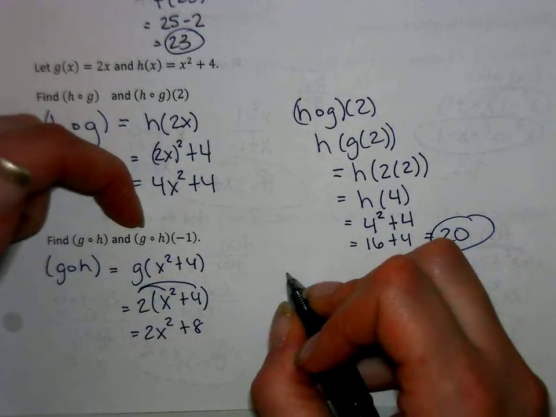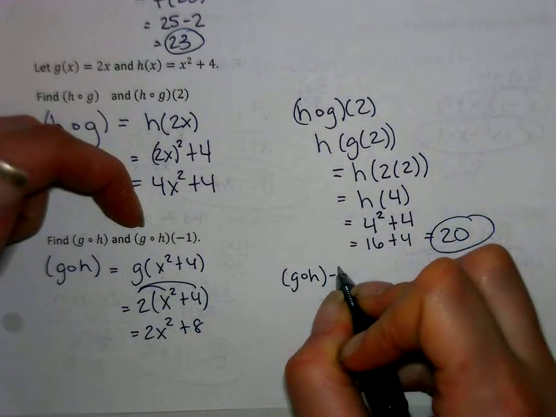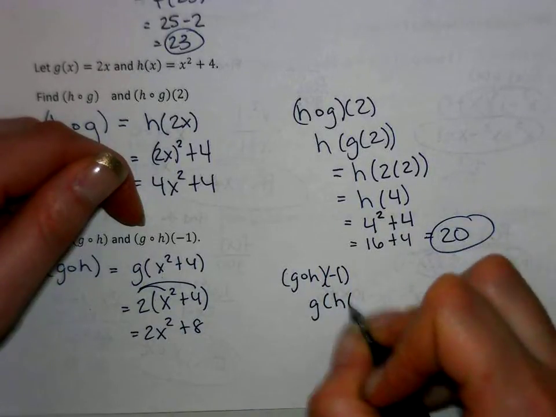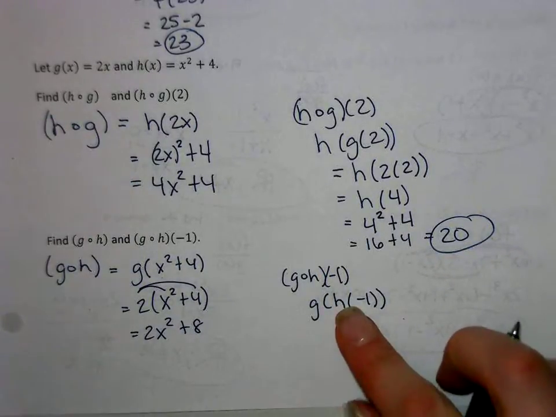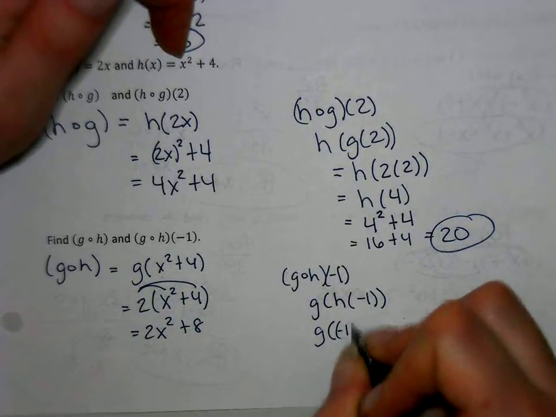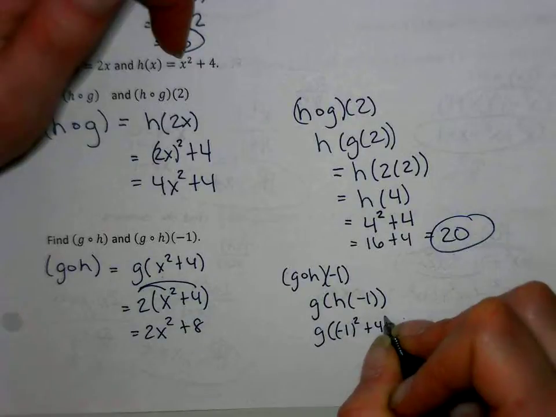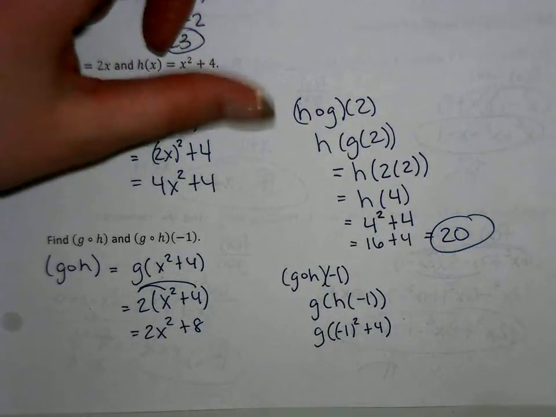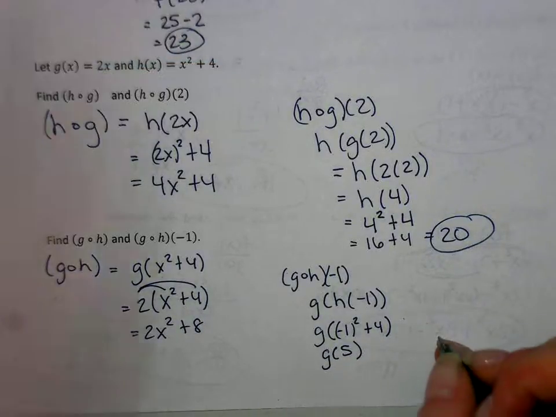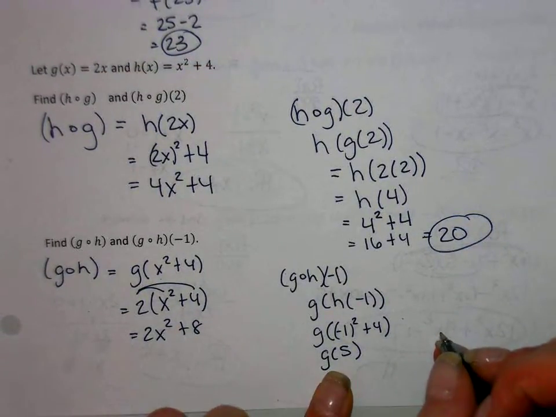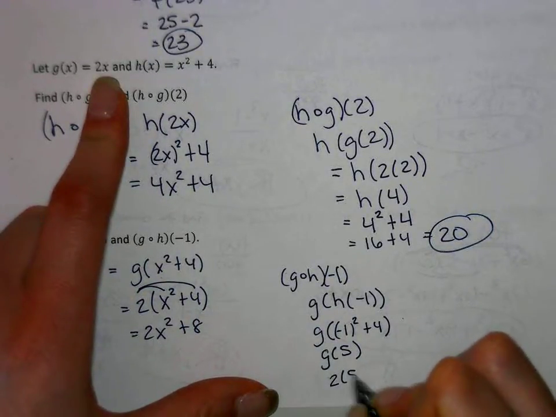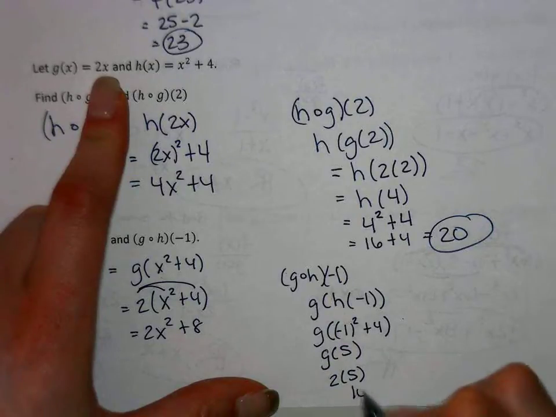So our last one. So we take h of negative 1. So in for our h, we plug in negative 1 squared plus 4. Negative 1 squared is a positive 1 plus 4. So we end up with 5. Then we plug in a 5 for our g. So we have 2 times 5. So our solution is 10.